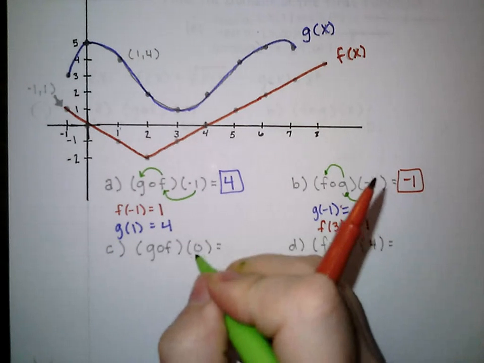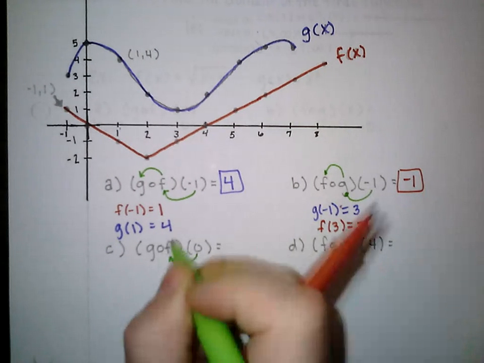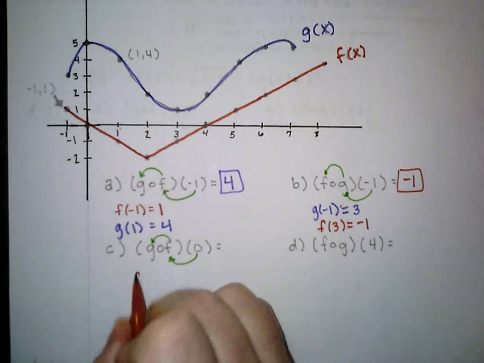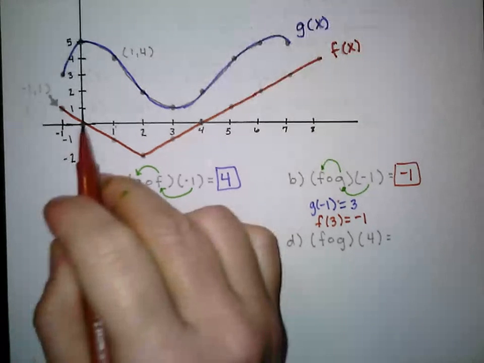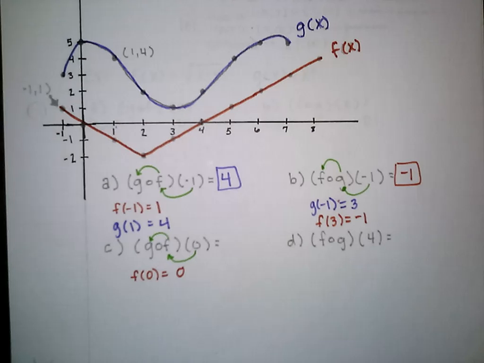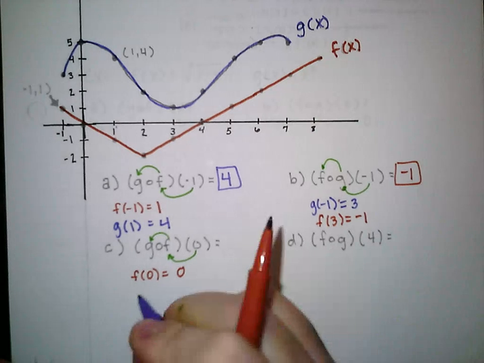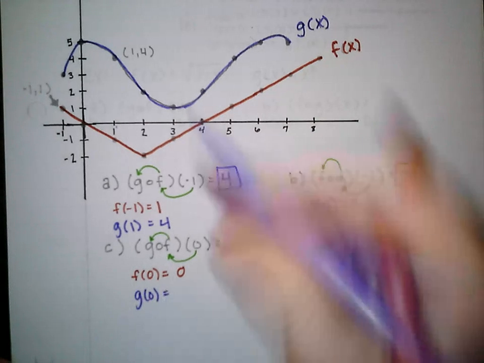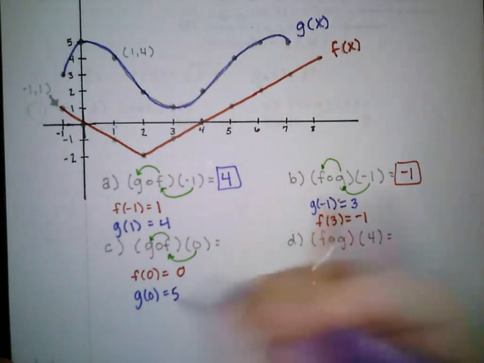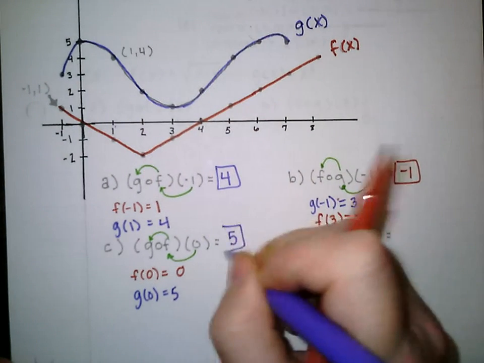Okay. A couple more. 0 goes into f. That output goes into g. So I need f of 0. F of 0 is 0 because my ordered pair is 0, 0. And then 0 goes into g, so g of 0 is, when x is 0, g is 5. So g of 0 is 5. So that's where you end up.